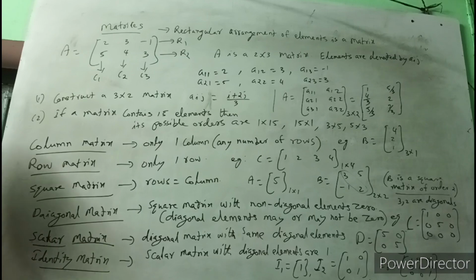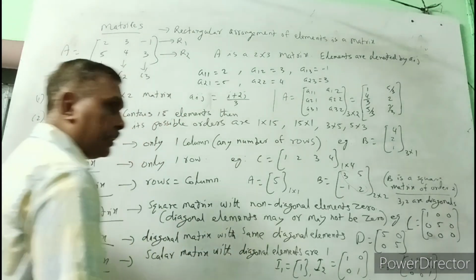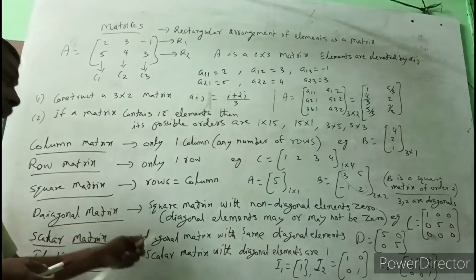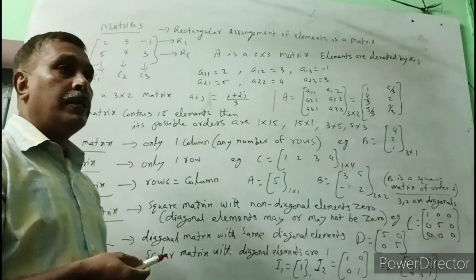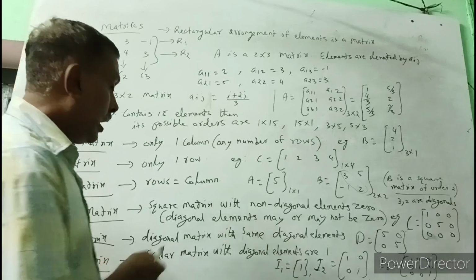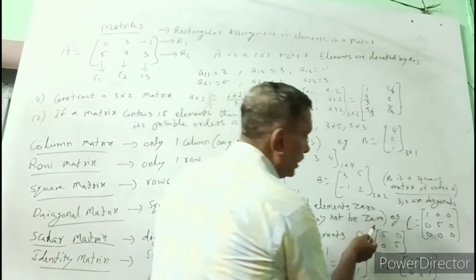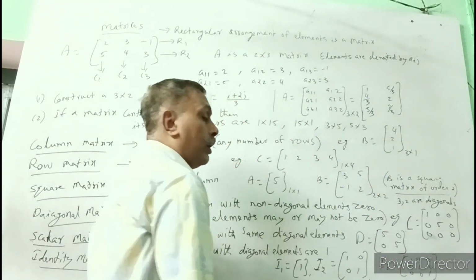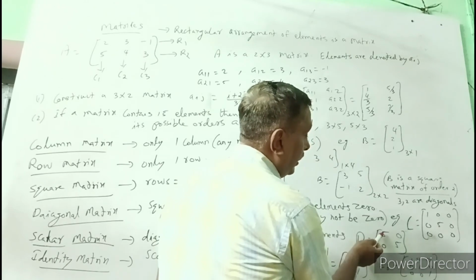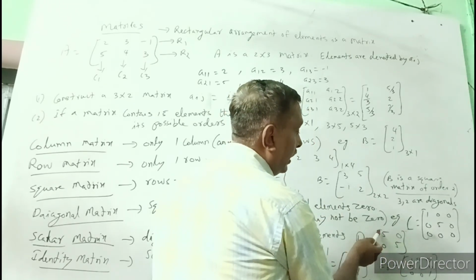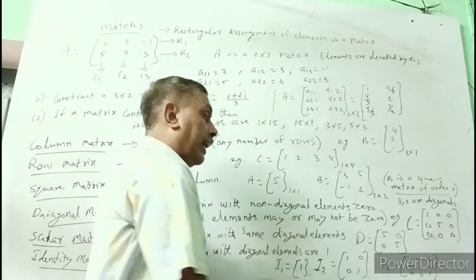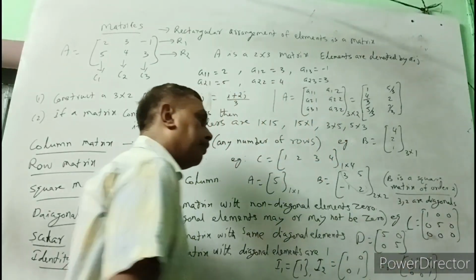Then the next one is scalar matrix. A scalar matrix is also a diagonal matrix, which means it must be a square matrix as well as all the non-diagonal elements are zeros. And scalar matrix means the diagonal elements are always equal. If you start the diagonal with 5, then all the diagonal elements must be 5. If you write 3, then all the diagonal elements must be 3.